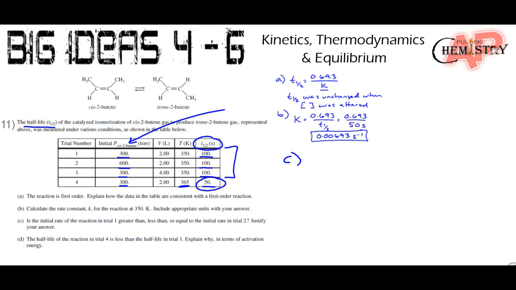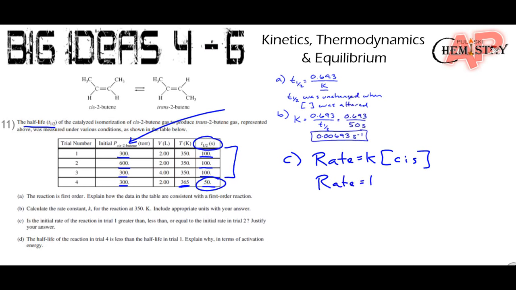Letter C, is the initial rate of the reaction in trial 1 greater than, less than, or equal to the initial rate in trial 2? Justify your answer. Never lose sight of what rate means. Rate is simply a change in concentration, so I could say of cis, I'll just keep it at cis here.